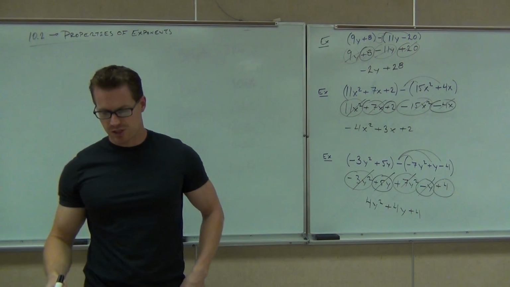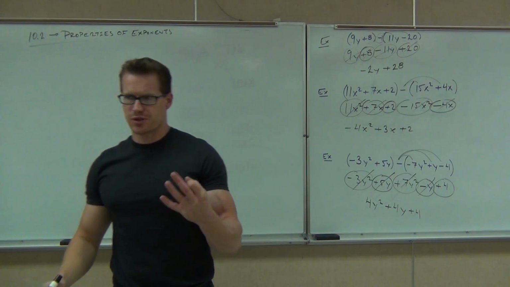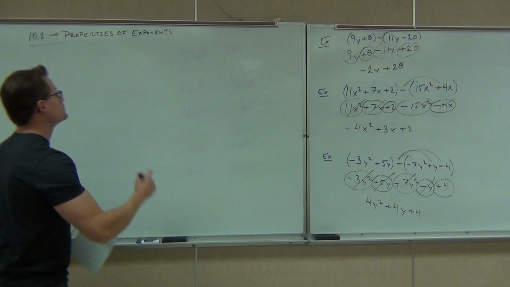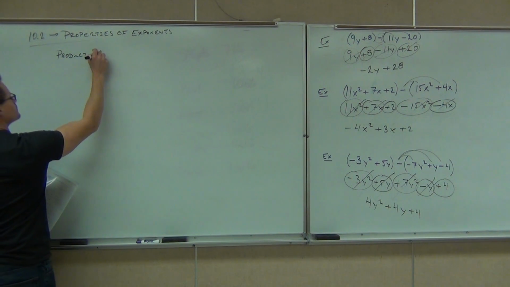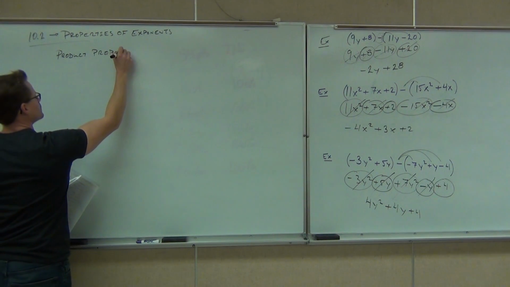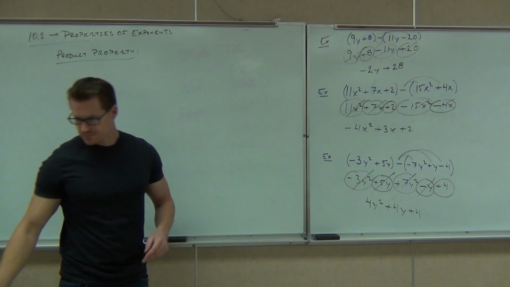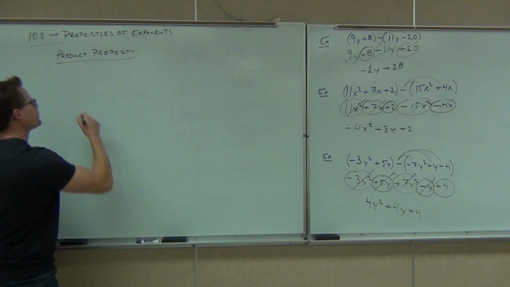So, properties of exponents. We're going to talk about three of them, because there are three properties. The first one is called the product property. It starts with this question.